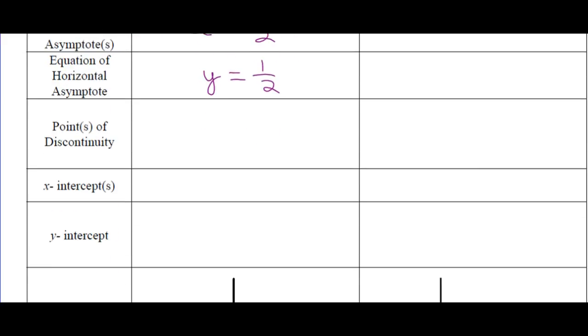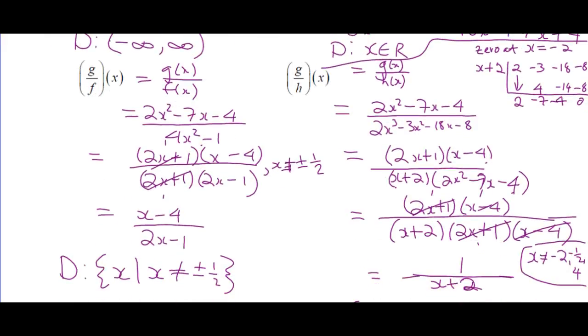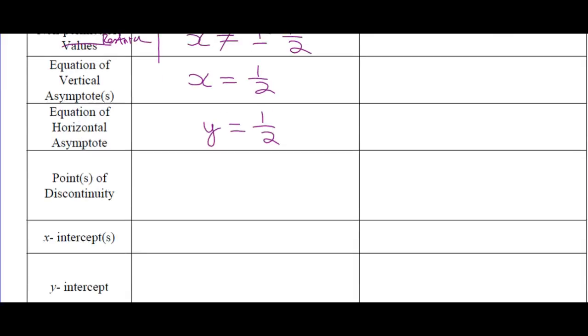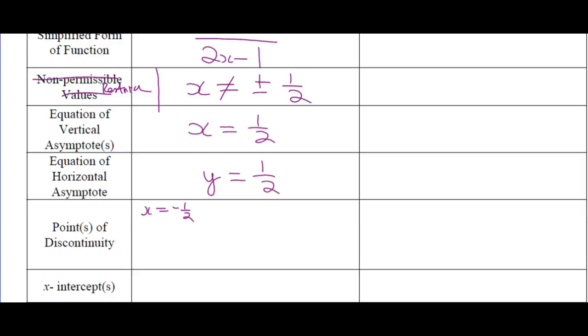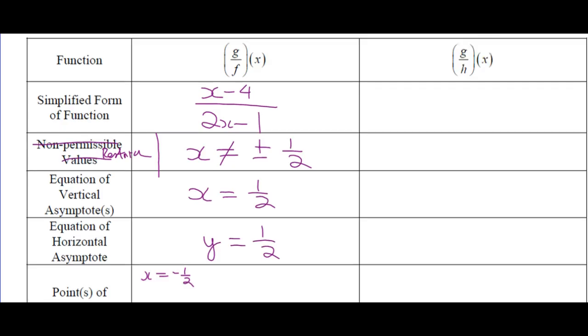Points of discontinuity. So we say, okay, you go back to here, and you say, okay, what did I cross off? This is the point of discontinuity, right? 2x plus 1. So x is negative a half. So x equals negative a half. Now, if we want to find that point, we say, well, you can put negative a half into here. It's just fine, right? And when we put negative a half into here, we're going to get the y value of the point of discontinuity, right?